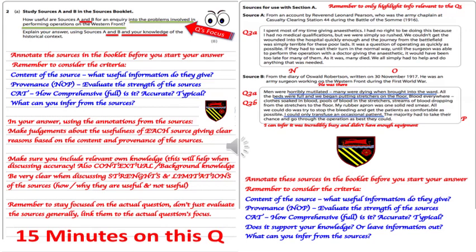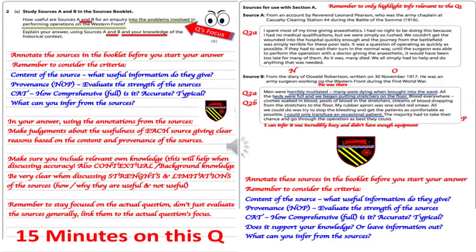Okay, horribly mutilated, stretchers were put on the floor. We couldn't get the wounded into hospital quickly enough. Okay, doctors give anaesthetics, the rest of it. Okay, think about what their nature is though.